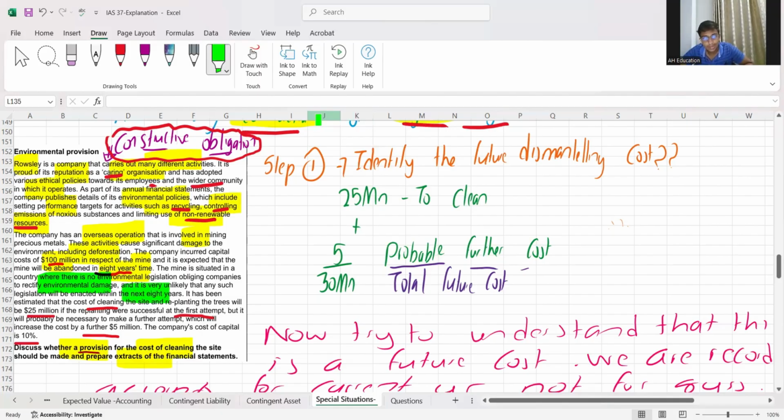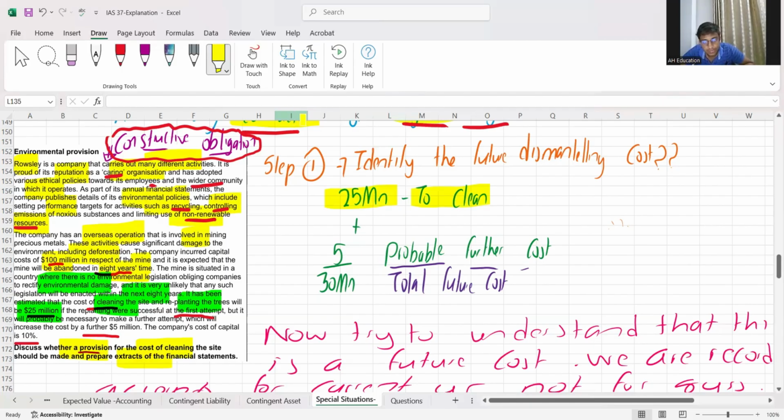It has been estimated that the cost of cleaning the site after 8 years, when they're planning on leaving the business, cleaning the site and replanting the trees, will be 25 million. So after 8 years, you will be having a cost of 25 million to clean. This cost is after 8 years.